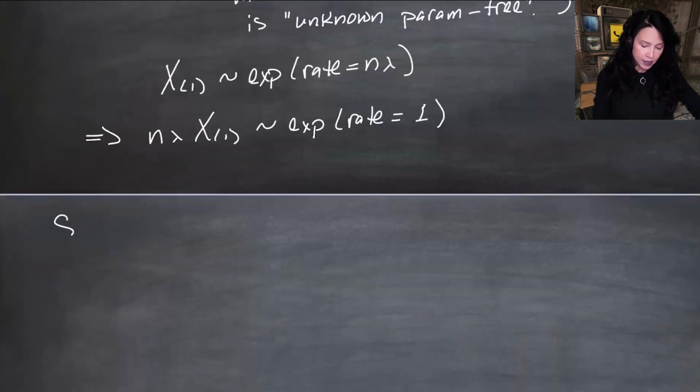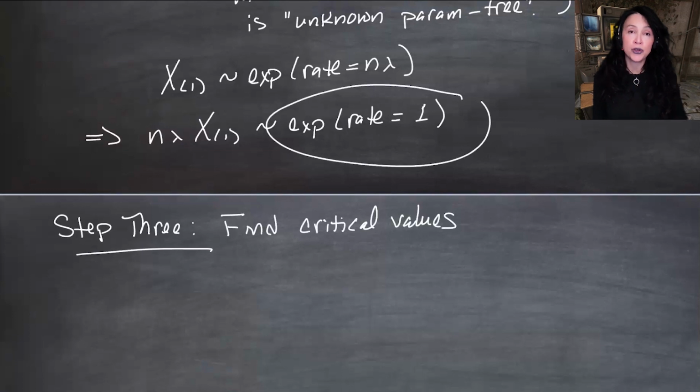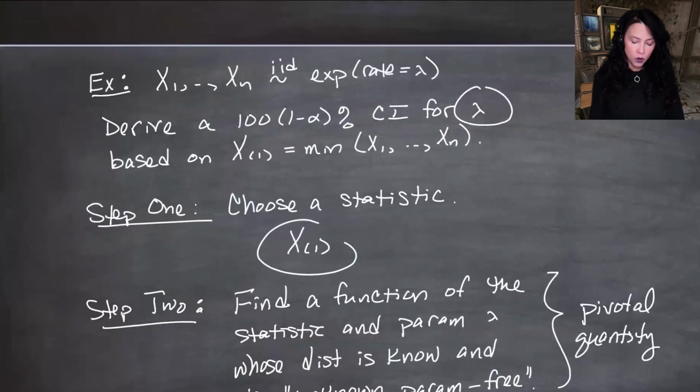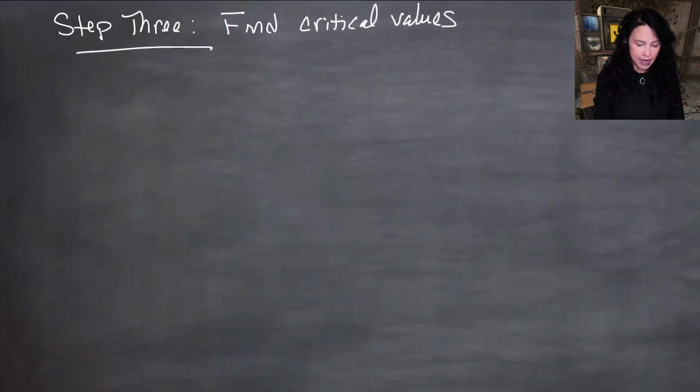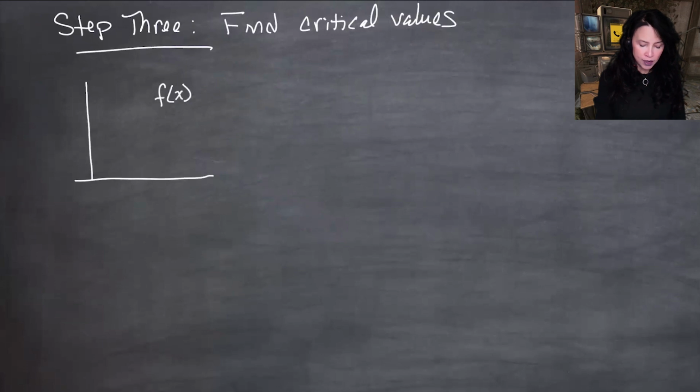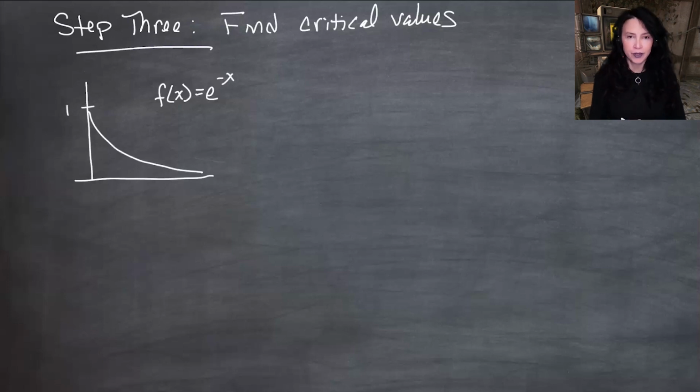Step 3 is to find appropriate critical values for this distribution. This is where you look at this distribution and look at its PDF and try to find 2 points on the x-axis that capture area 1 minus alpha in the middle. Because our pivotal quantity has an exponential rate 1 distribution, let's look at the exponential rate 1 PDF. When x is 0, it starts at 1 and then it drops down exponentially. We have a lot of options here to capture area 1 minus alpha. We can do it like we did with the normal distribution and put area 1 minus alpha between two numbers, putting area alpha over 2 up here and area alpha over 2 down here.